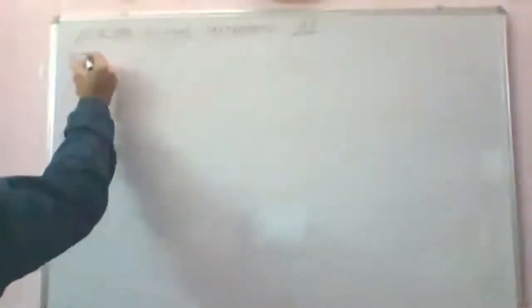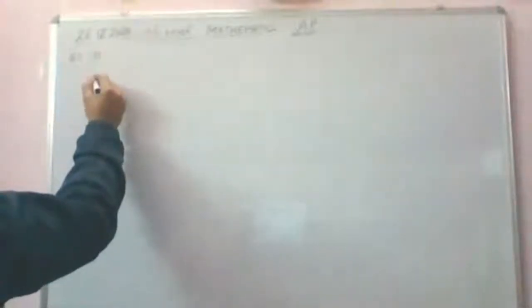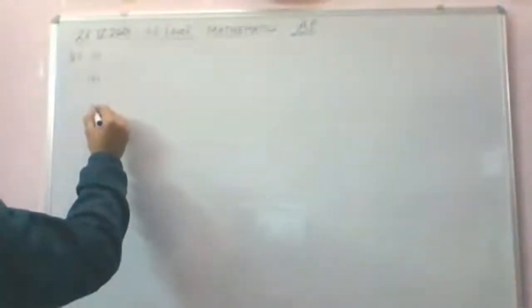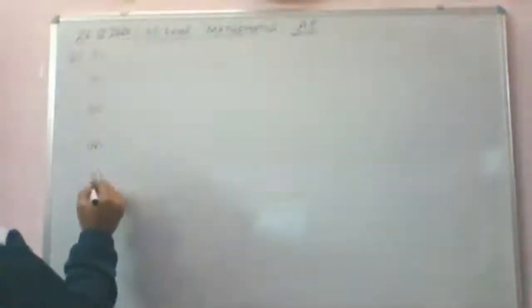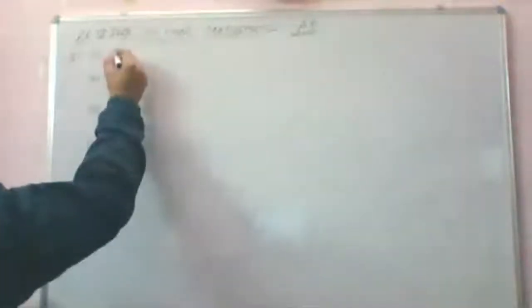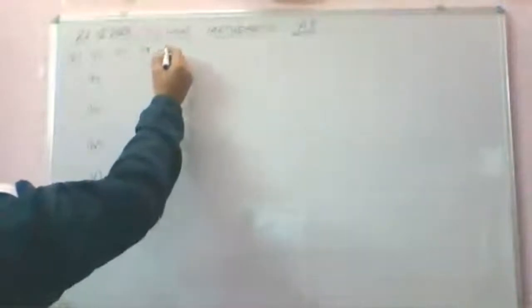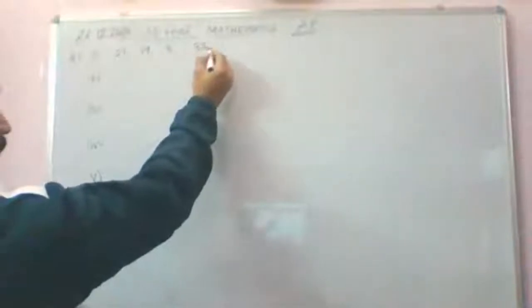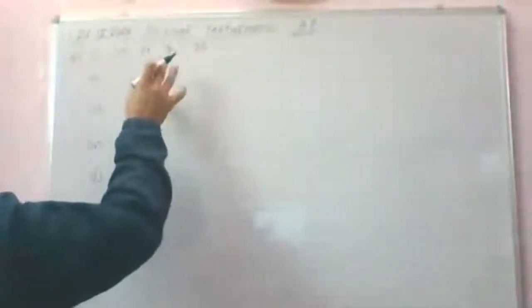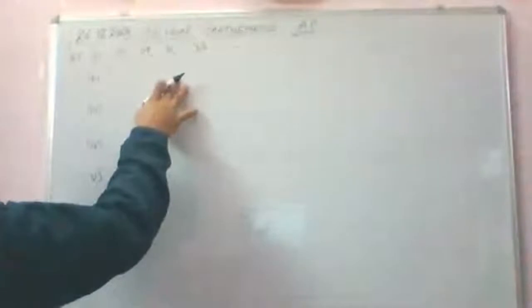You have to state the common difference and the seventh term. Here, question number 1 has 5 parts: first is 27, 29, 31, 33, and so on. You have to tell whether these are an arithmetic sequence or not.